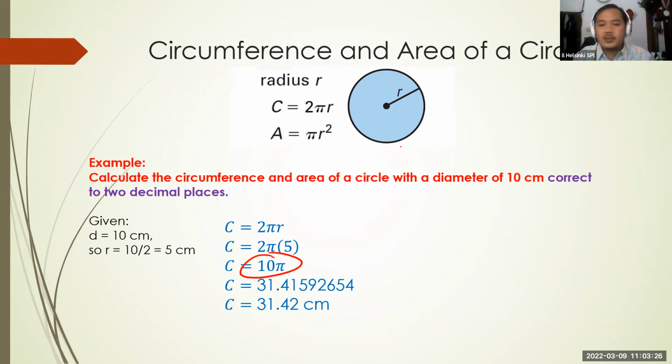Maybe I'm gonna use my calculator here. Wait, I'm gonna pause my sharing first. Ya guys. Mana ya?